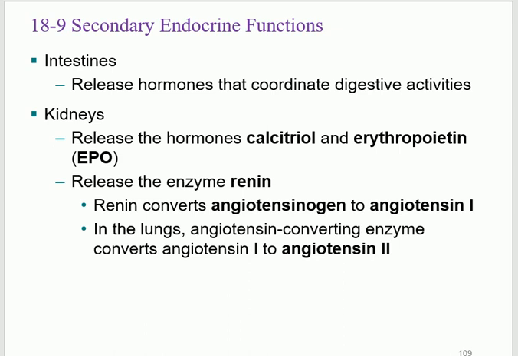So we have calcitriol, which is active vitamin D that helps calcium absorption. Erythropoietin, formation of red blood cells. And renin, converting angiotensinogen to angiotensin. Angiotensinogen comes from the liver, actually. And the role of the kidney here is just to activate it by renin.